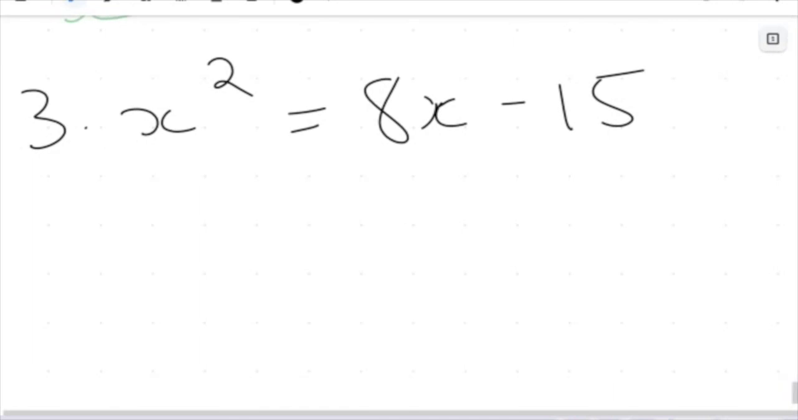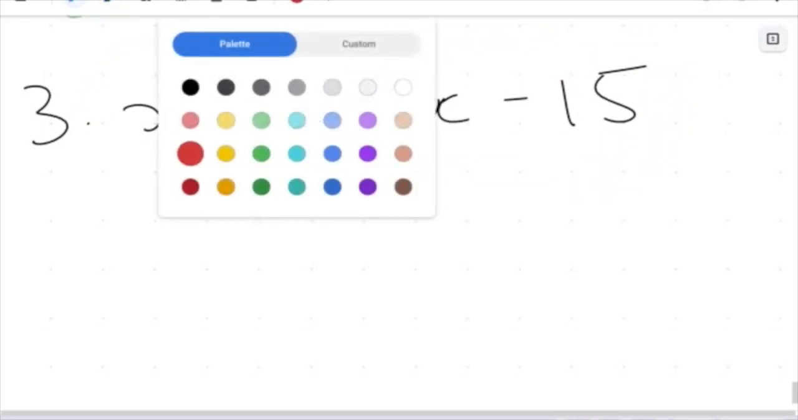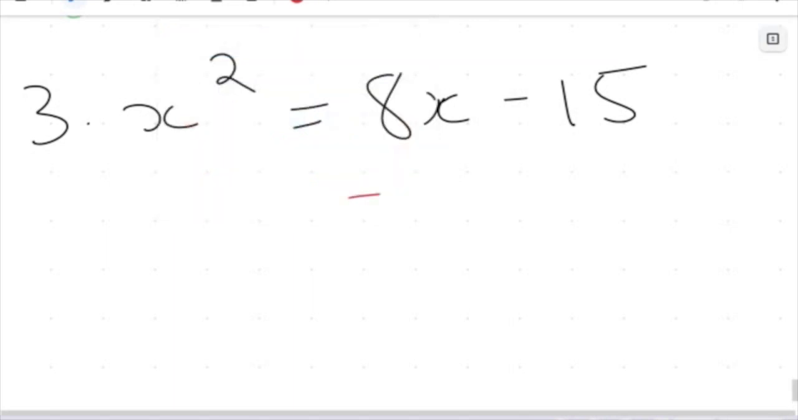So I want to get both these on the right on the same side as my x squared to make my life easier. So my +8x, I can get it to the other side by subtracting 8x, and my -15, I can get to the other side by adding 15. Adding 15 to -15 gives me 0. Subtracting 8x from 8x gives me 0.